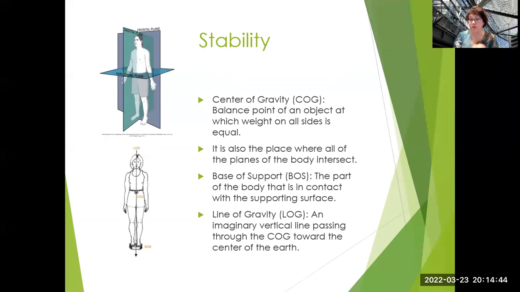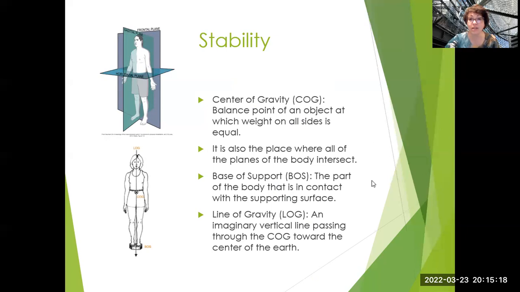So if you are unstable and you add a cane, that widens your base of support. And there are other reasons for using a cane that we'll talk about later in the hip chapter. But it widens your base of support so it's easier to stay balanced. If you have a walker, that gives you an even bigger base of support. If you sit down, your center of gravity is lower and you have a big base of support.